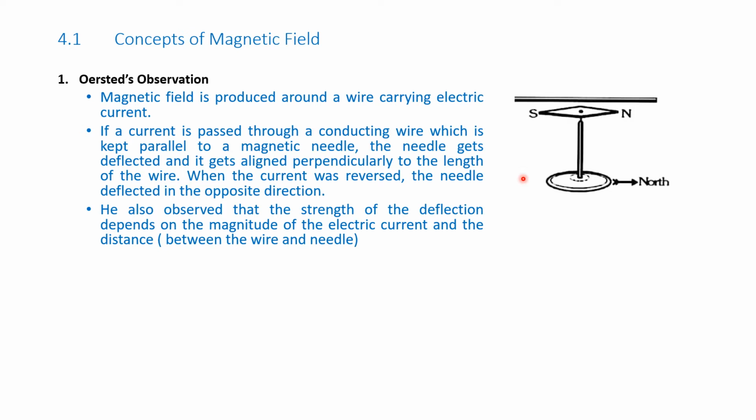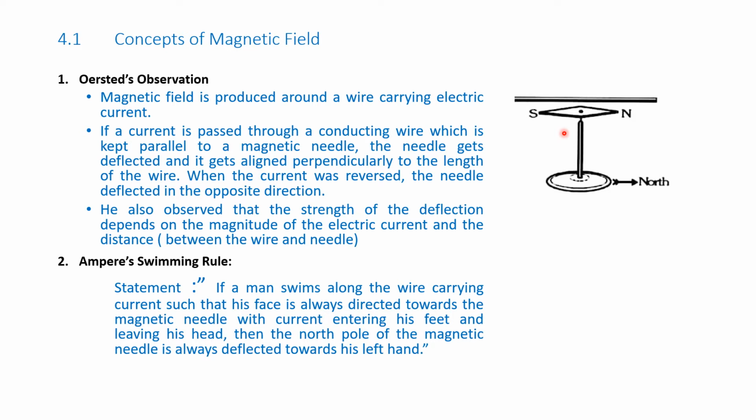Oersted also observed that the strength of deflection depends on the magnitude of the electric current and the distance between the wire and the needle. Suppose the magnetic needle is very close to the wire, the deflection is more, and if it is away, the deflection is less. These are the observations of Oersted.